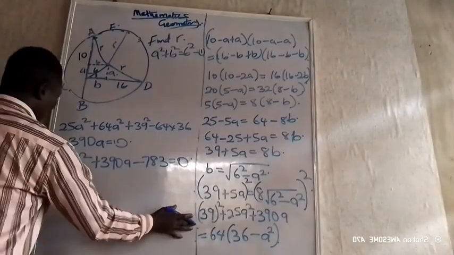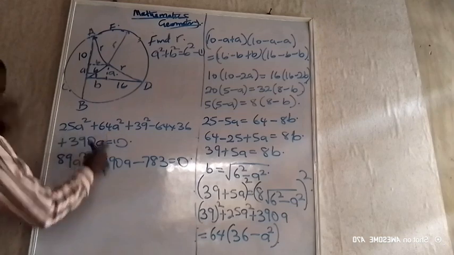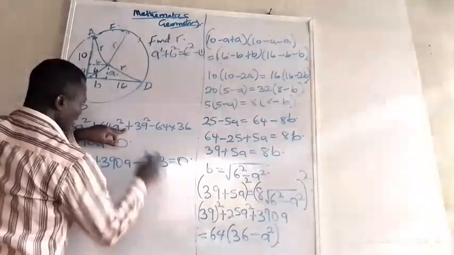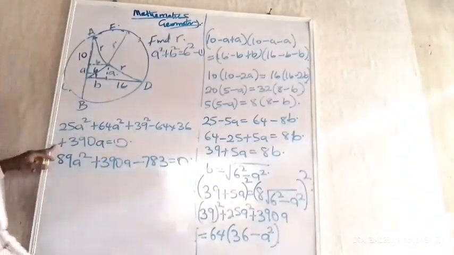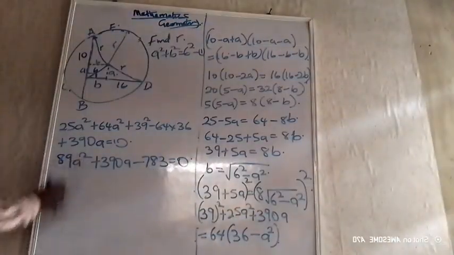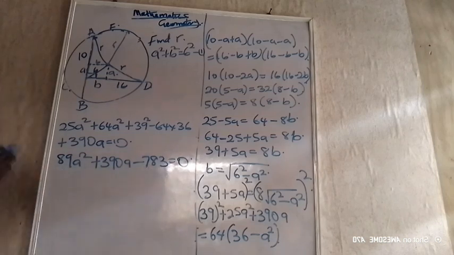So from this place, gathering everything to one point, I was able to get 25a squared plus 64a squared plus 39 squared minus 64 times 36 plus 390a. So at the end of the day, I got 89a squared plus 390a minus 783 equals 0. So from here we can solve for a by using the quadratic formula.